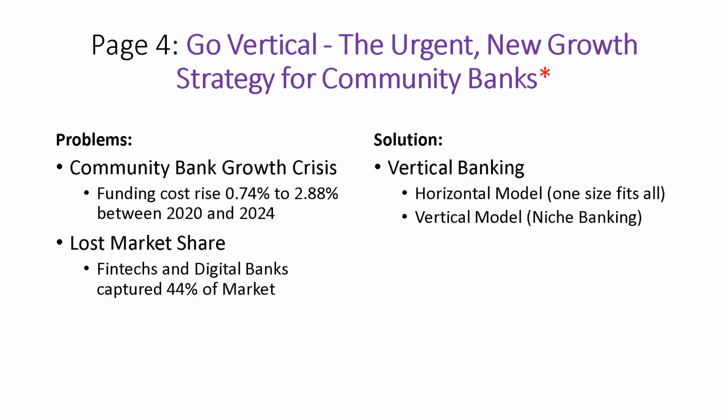The problems that the author highlighted were that there was a community bank crisis. There was a rise in funding costs from 2020 to 2024, from 0.7% up to 2.88%. What they mean by funding costs is the cost or the interest that the bank pays to be able to get the money to loan. That went up a great deal between 2020 and 2024, and that put a big strain on a lot of these banks, I found out.